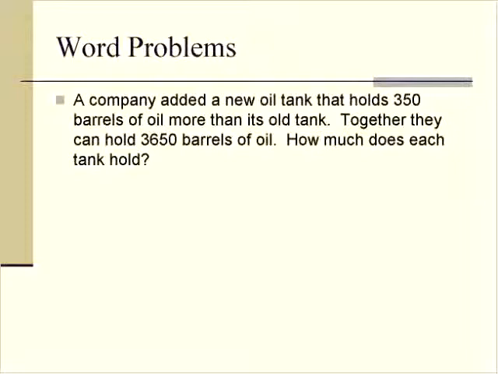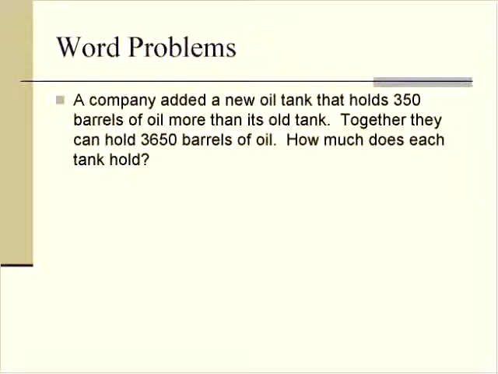Now, I put a couple of word problems in here that have multiple transformations that happen to them. Okay, a company added a new oil tank that holds 350 barrels of oil more than its old tank. Together they can hold 3,650 barrels of oil. How much does each tank hold?